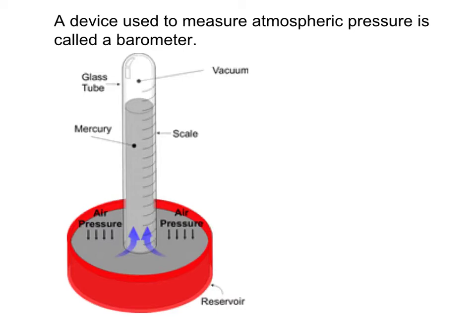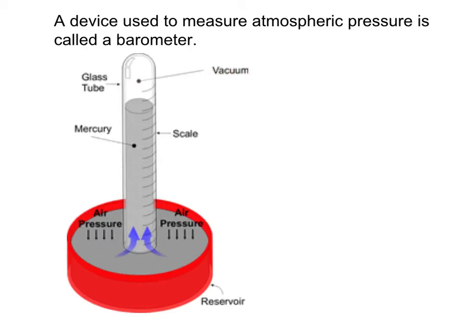Notice it has fallen some distance, however, and notice that up here now you have what is known as a vacuum. A vacuum is simply an area of space that contains no matter. Okay, so there's no air in here, there's no mercury, there's no water, there's nothing. It's just empty space. It is a vacuum.